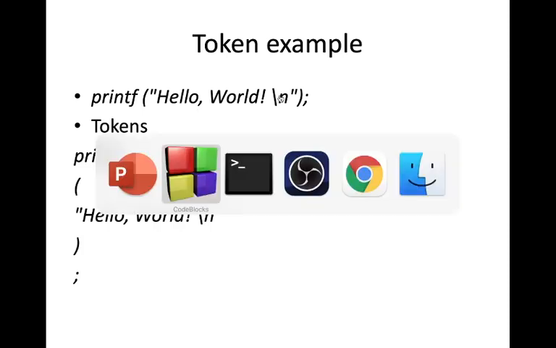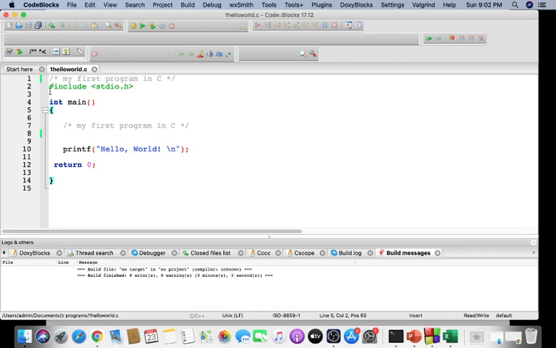If we see this whole program, we have different tokens. The hash include, the angle brackets, everything is a token. Int is a token, main is a token, the parentheses and the braces are all tokens. So everything is considered to be a token in the C language.